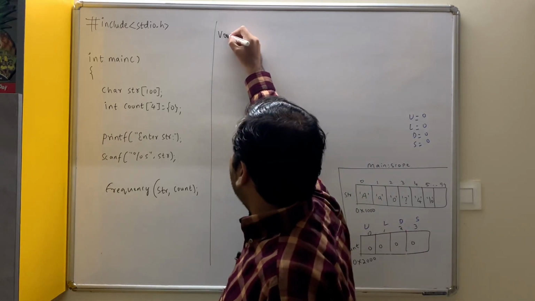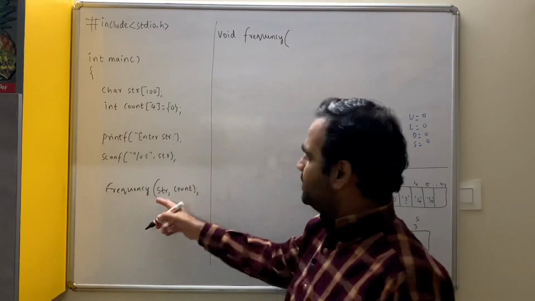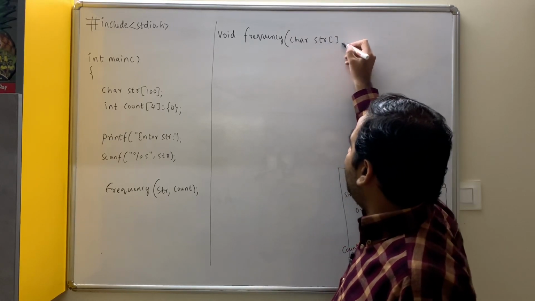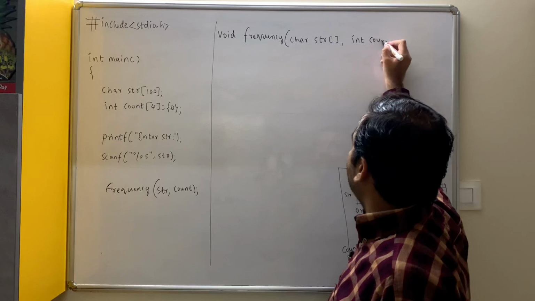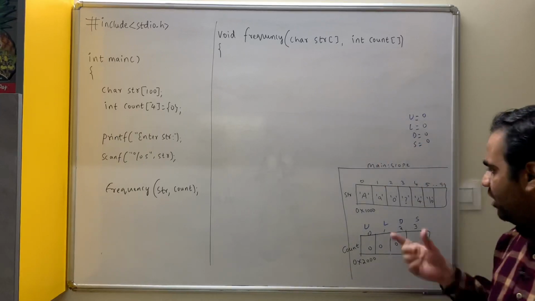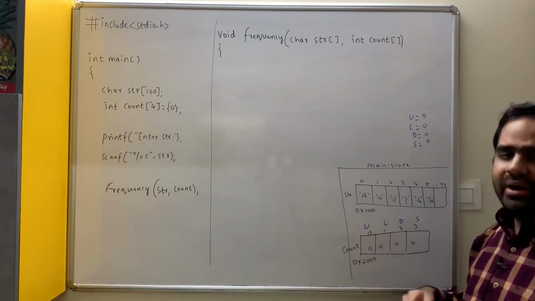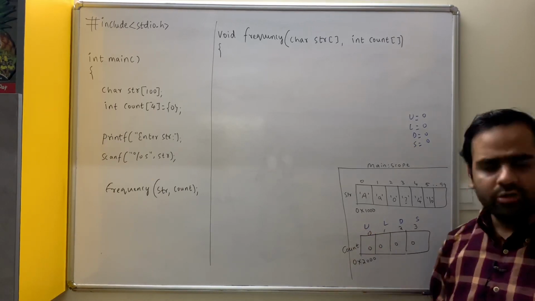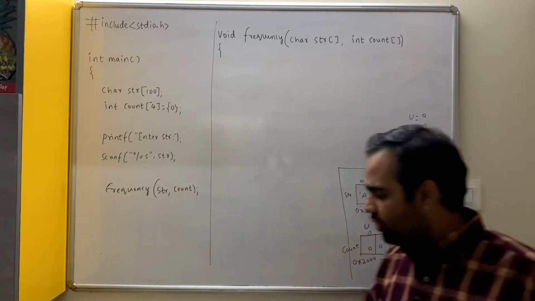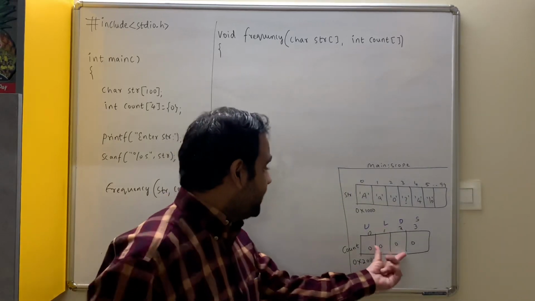What is the function name here? It is void, and the function name is frequency. The first parameter is str, a character one-dimensional array. The second parameter is count, an integer one-dimensional array. After I find the frequency of each character, I will store it here. For us 0 corresponds to uppercase, 1 to lowercase, 2 to digit and 3 to special symbols. You can write according to your convenience, and each count is 0.